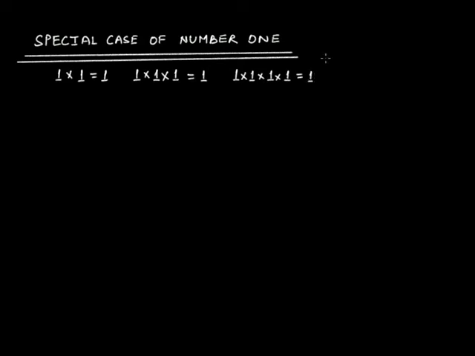So the point is that it doesn't matter how many times you multiply 1 by 1, your answer will always be 1. I mean, you can go on, you can multiply 1,000 times with 1. So the answer will always be 1.